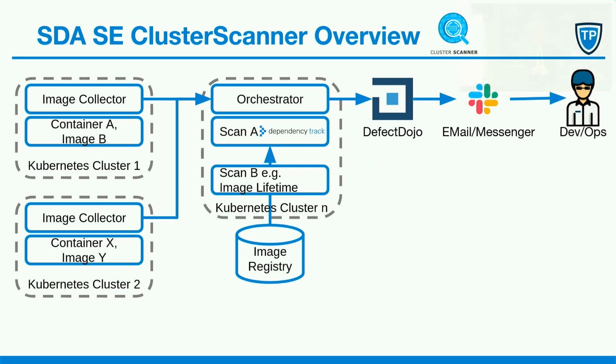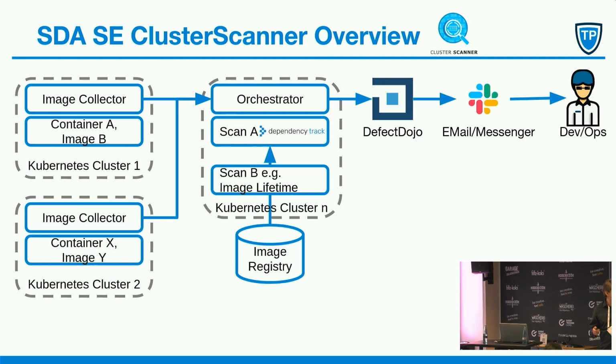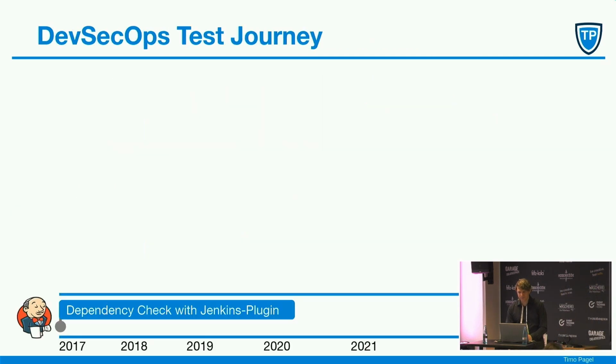Here, this is a bit more detailed. Here we have different container images which we would like to scan in the Kubernetes cluster. Then we have the image collector, which actually collects the images in the different clusters. Then we have the orchestrator orchestrating the different scans for the images we pull from the image registry, and then Defect Dojo, the vulnerability management system, passes information to the teams.